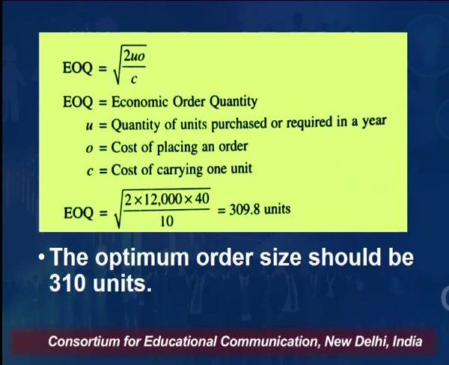So, which of these quantities is the economic order quantity? This is what we need to calculate. Simply we will place the values in this formula, that is 2 multiplied by 12,000, the annual requirement, multiplied by 40, which is the cost of placing one order, divided by 10, the cost of carrying one unit. Take the square root of this value and the amount is 309 units. That means the optimum order size should be 310 units. If we are ordering 310 units in one order, this is the situation when we can minimize the total cost of maintaining inventory, including both ordering as well as carrying cost.